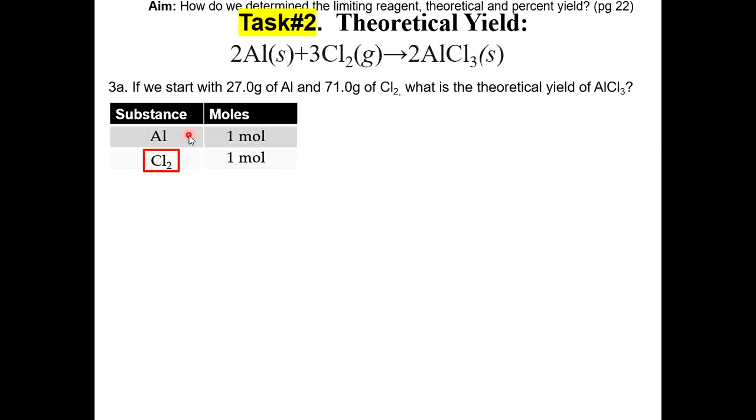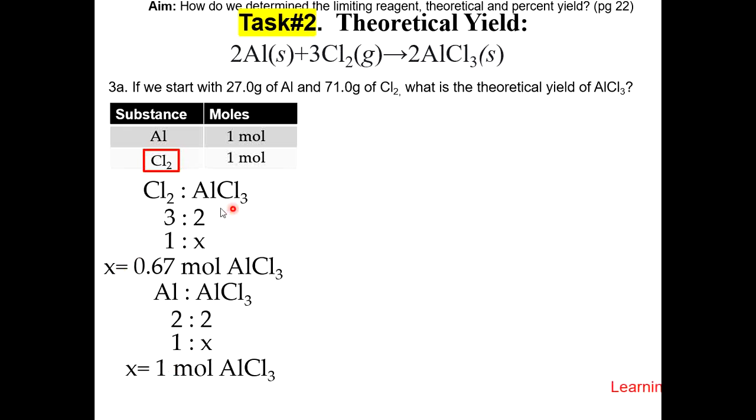Now that we know how to determine the limiting reagent, we can now calculate the theoretical yield. Remember, the theoretical yield is based off the limiting reagent. Question 3a is the same question as 1a, which was the first question we did about the limiting reagent. So the limiting reagent in this question was Cl2. As you can see from the mole ratios, Cl2 produces the least amount of product. Therefore, 0.67 mole of AlCl3 is the theoretical yield.